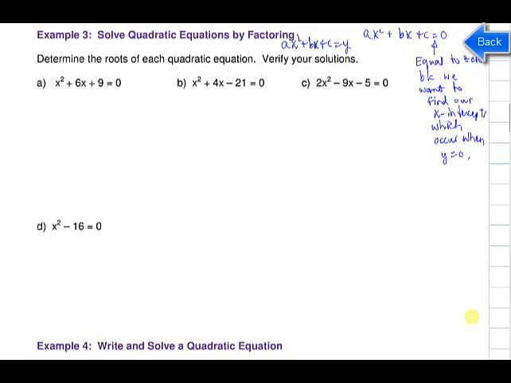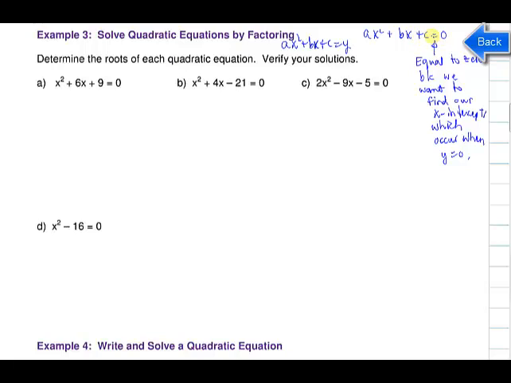In this next example, we are going to solve quadratic equations by factoring. Obviously, if we're going to solve by factoring, our quadratics need to be factorable. So that's the first thing that you need to check when you're working on these. Now, the second thing that's important, you need to be sure that your quadratics are in this form, ax squared plus bx plus c equals 0.